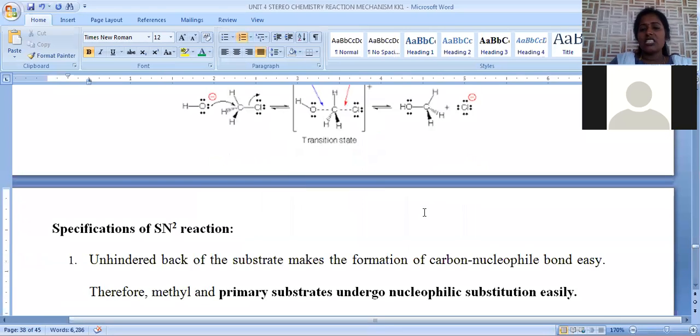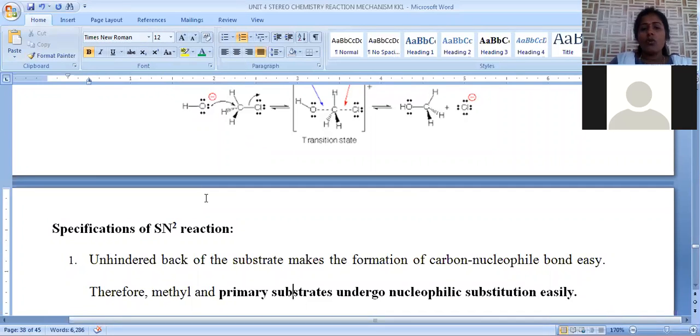So this is about the stereochemistry of the SN2 reaction. Stereochemistry means the arrangement of groups. If the initial arrangement of the groups is on the right hand side, the final product arrangement of groups should be on the left hand side, because the attack of the nucleophile always takes place from the back end with respect to the already existing nucleophile.